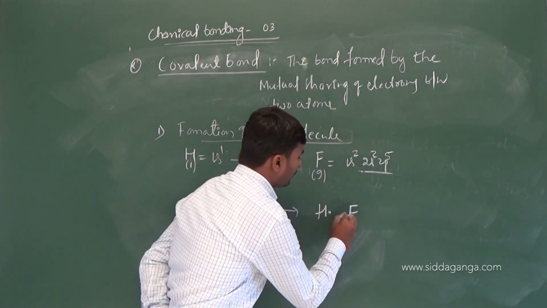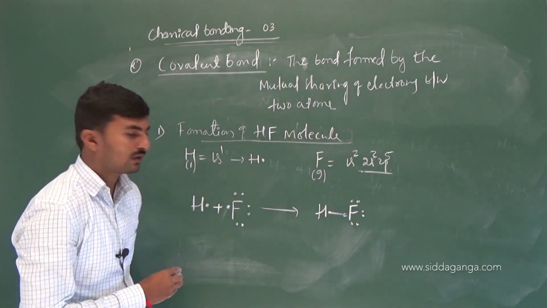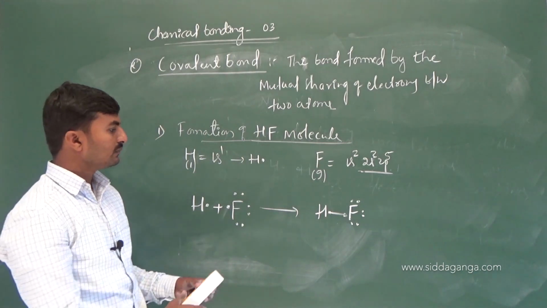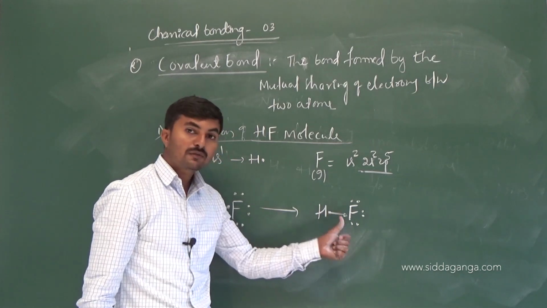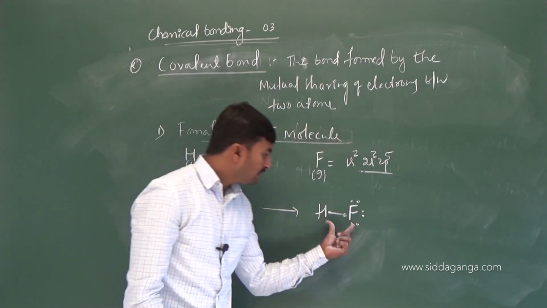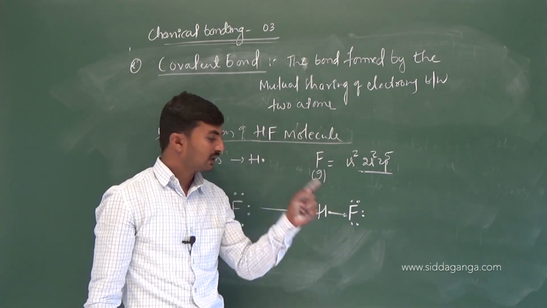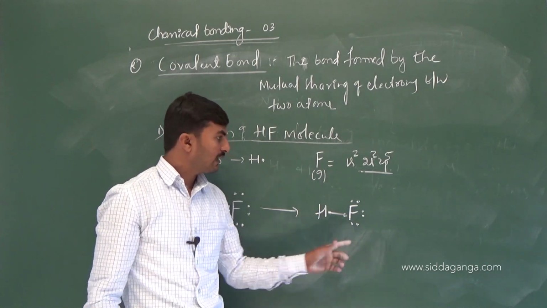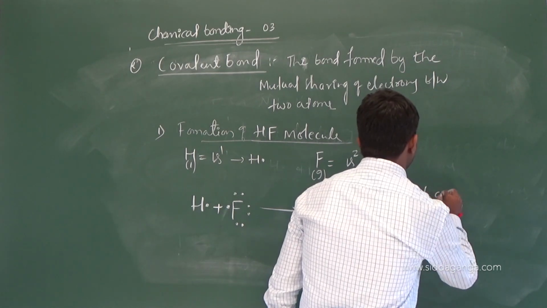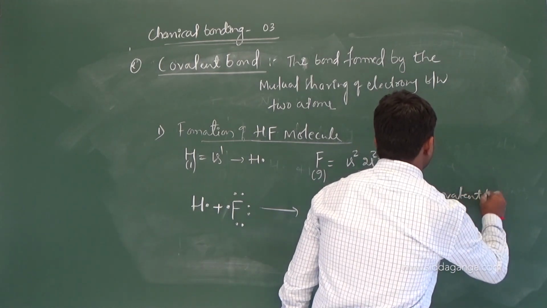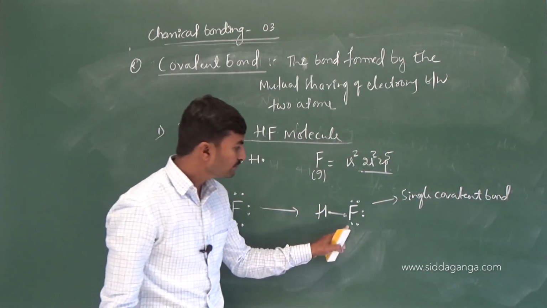Okay, H-F, this is the covalent bond. Then whether this is a single covalent bond or a double covalent bond, this is an example for a single covalent bond, because in between these two atoms, how many pairs of electrons are shared here? Only one pair of electrons is shared between these two. That is why this is an example for a single covalent bond. Right. Next.